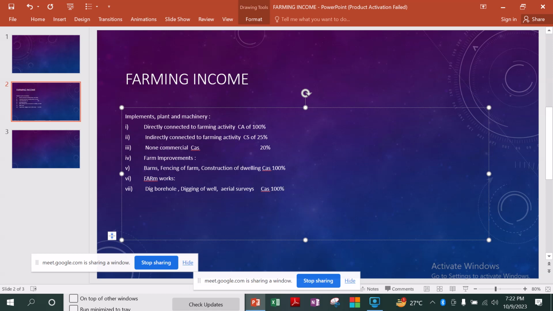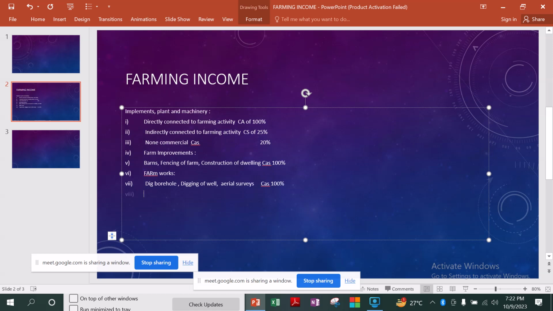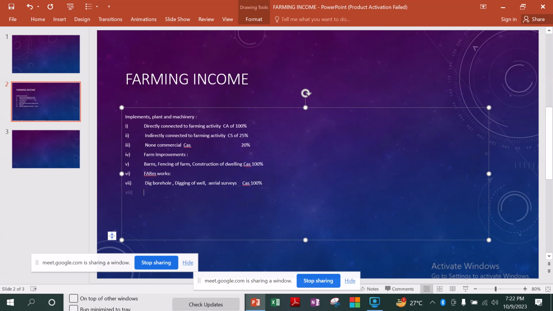Then we also have another category. This is to do with development allowance.